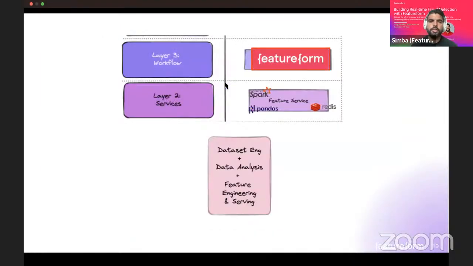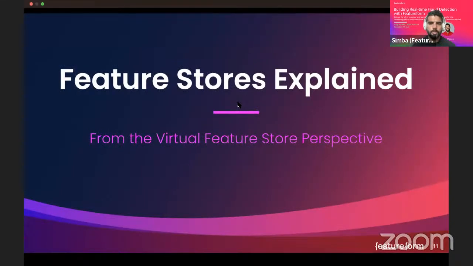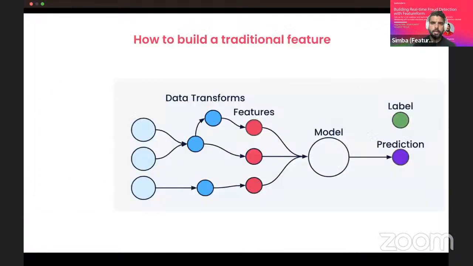So feature stores, and specifically Featureform, we call ourselves a virtual feature store, sits in the workflow layer. So it adds a workflow on top of Spark, Redis, and Pandas, and orchestrates them and makes them work together in a way that makes sense for machine learning. So let's dive deeper into that.